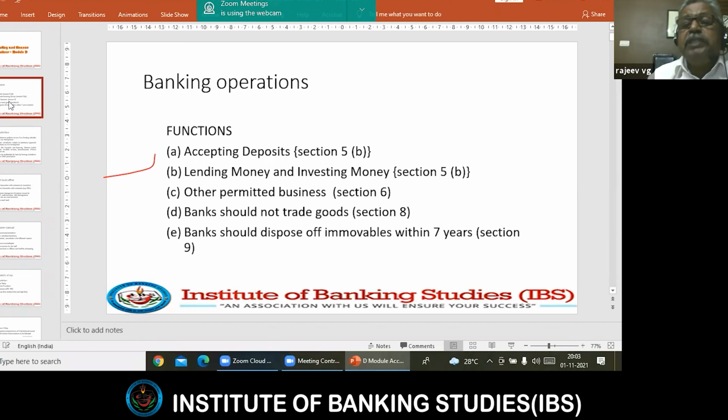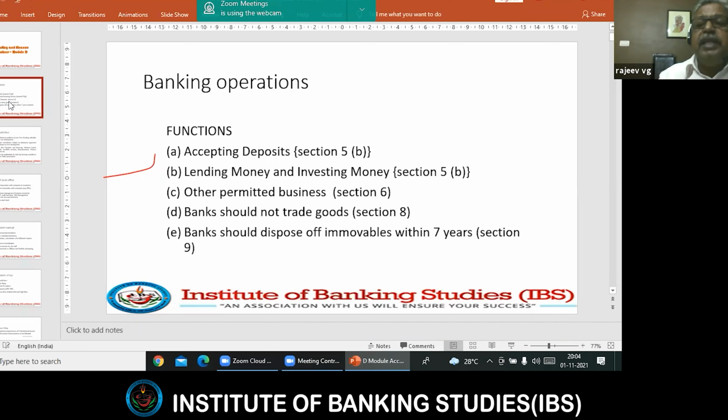Banks should dispose of immovables within 7 years. This is a restriction, or a direction, in Section 9 of the Banking Regulation Act. What does it mean? Banks should dispose of immovables. Immovable property, as all of you know, is land and building. Whenever the bank acquires an immovable property which was given as security for a loan that was not repaid, as a recovery effort, the bank is acquiring the landed property with building. In that case, that asset is called a non-banking asset, and in respect of non-banking immovable properties, the bank has to dispose of the same within 7 years of acquisition.